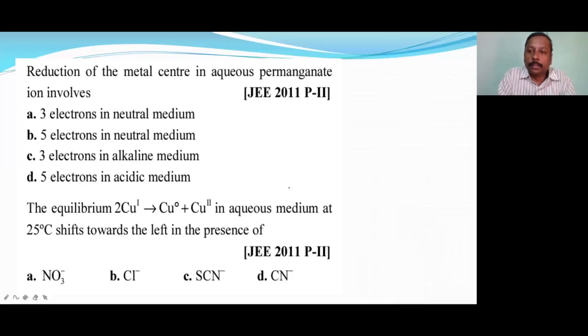Okay, now we have discussed some easy questions. Now we are going to shift to somewhat more difficult questions. Not much difficult, they are simple only. If you learn, it is simple. Now: reduction of the metal center in aqueous permanganate ion involves. Question clear? Read the question carefully.